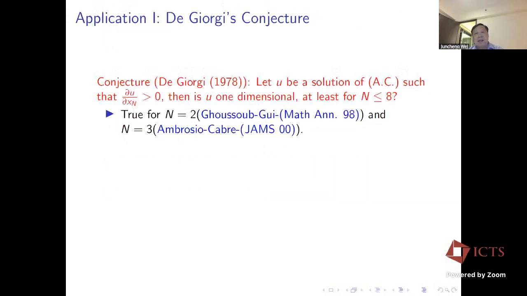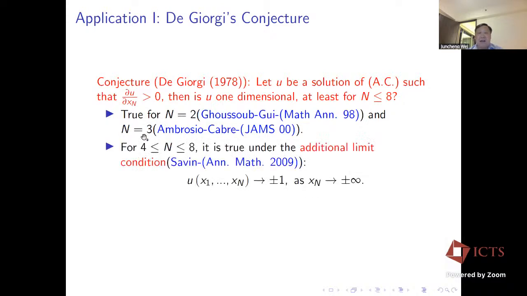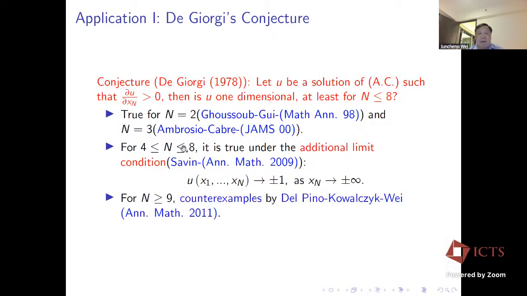First application is the well-known de Giorgi conjecture: let u be a solution to Allen-Cahn with monotonicity in one direction, then u is one dimensional. This is proven in dimension 2 and dimension 3, and in dimension 4 to 8, under some additional assumption, by Savin. And we prove this counterexample. In fact, the inner-outer gluing first appeared in this paper.